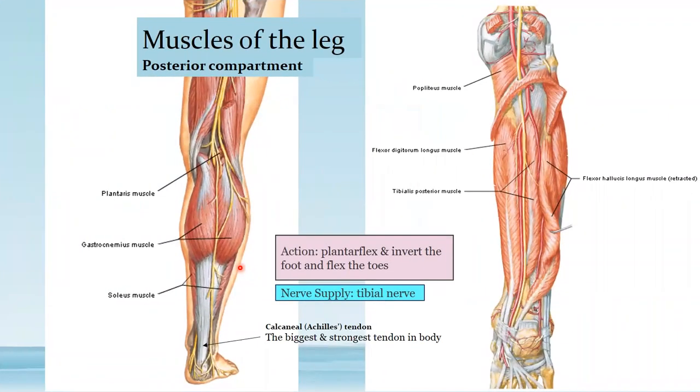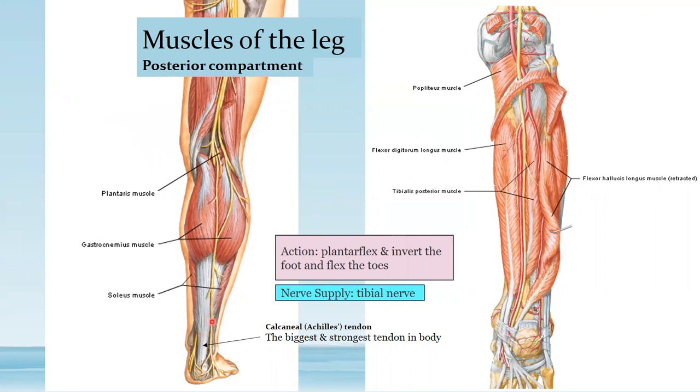So the muscle of the posterior compartment, the action is to plantar flex, invert the foot, and flex the toes. The innervation is by the tibial nerve. Which one? Which one of the nerve? Tibial nerve lah. Alright. And then the blood supply is by the posterior tibial artery.